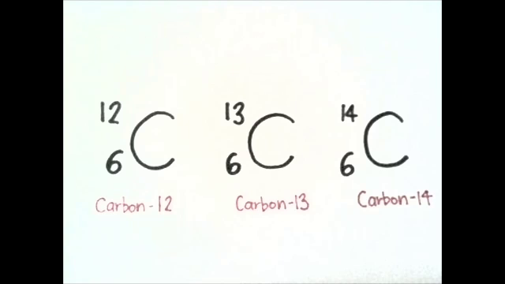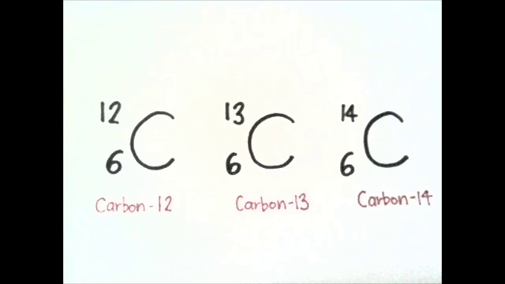For example, carbon has an atomic number of 6 and usually has a mass number of 12, as shown on the very left and on the periodic table. The 6 on the bottom indicates the atomic number and the 12 on the top indicates the mass number, which is 6 protons and 6 neutrons added together. This is called carbon-12.